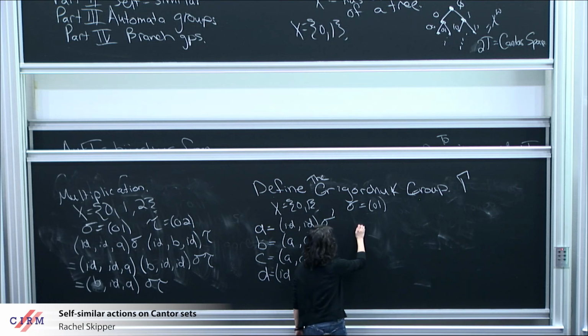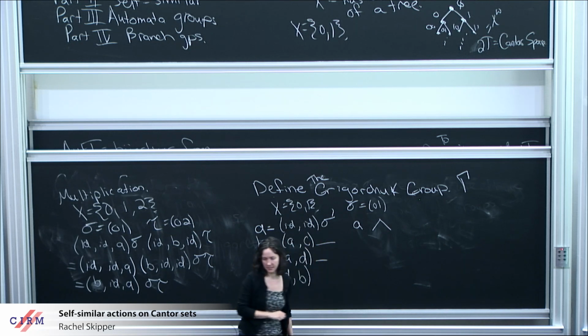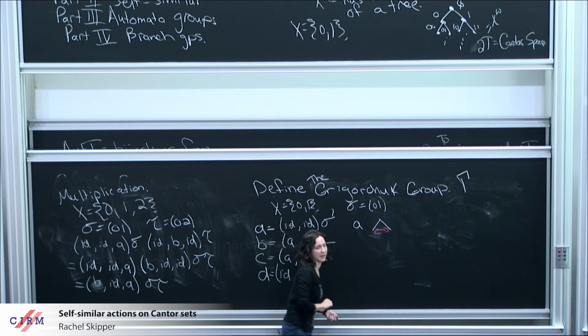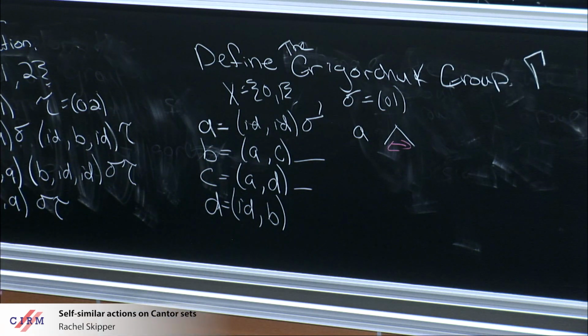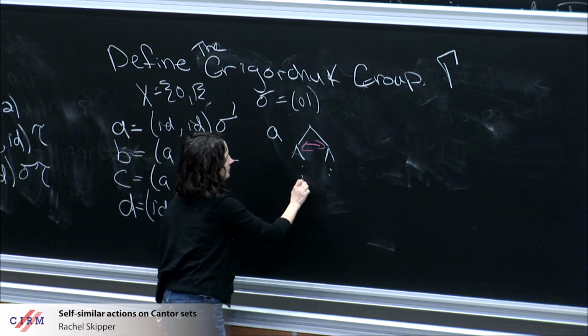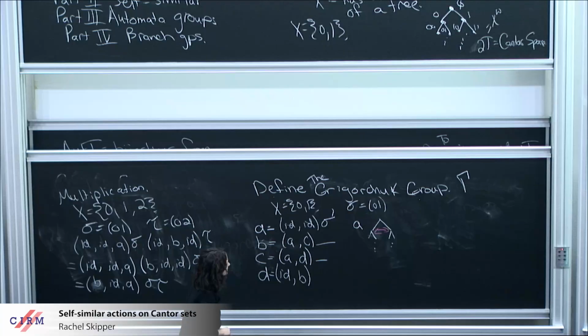So we're going to do some of these. A, for instance, on my binary tree, says I should do the swap at the top and then nothing else. So this is A, yeah? We're done. We can draw the rest of my tree, but nothing else is going to happen after that.